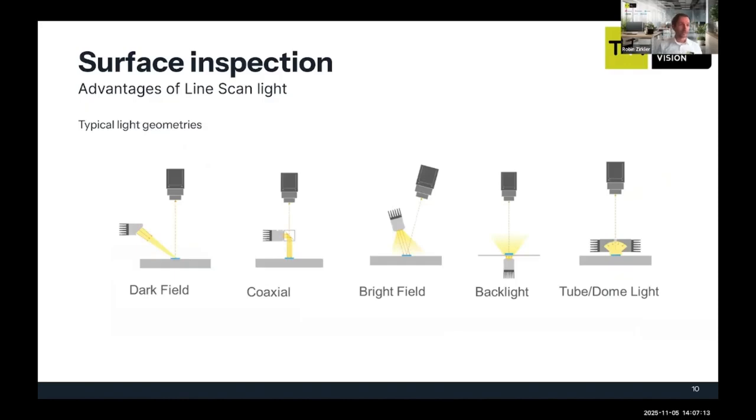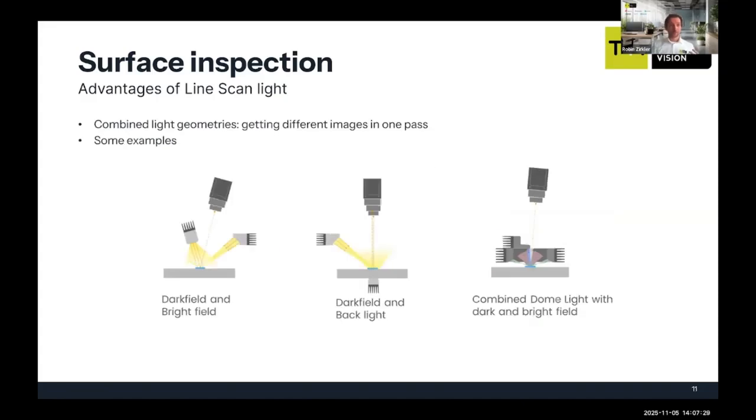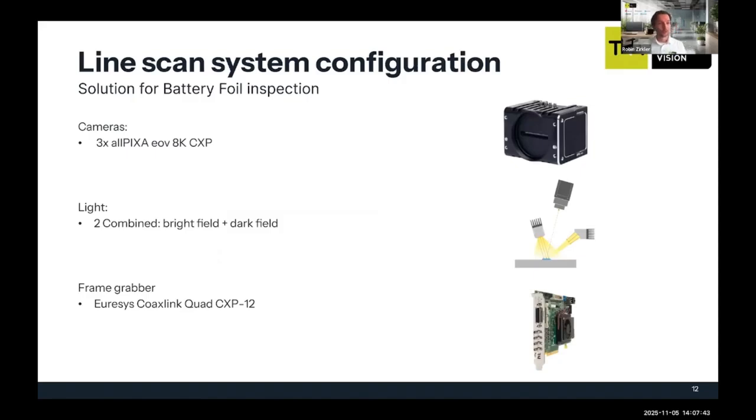So what are some typical light geometries? Here you can see we have a dark field light geometry, coaxial, bright field, backlight, or dome light. And we can also have some combination of a dark field and a bright field, or a dark field and a backlight, or a combined tube light, where we combine a dark field and a bright field light. So today, I want to present the solution for battery foil inspection.